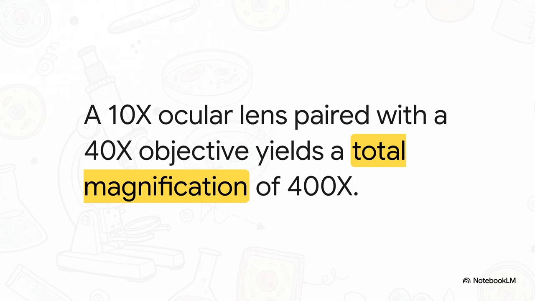Let's say you're looking through a standard ocular lens, which typically has a magnification of 10x. Down on the revolving nose piece, you've clicked the 40x objective lens into place. You simply multiply that 10x ocular lens by the 40x objective lens, which yields a total magnification of 400x, meaning the pathogen you're looking at now appears 400 times larger than its actual microscopic size.